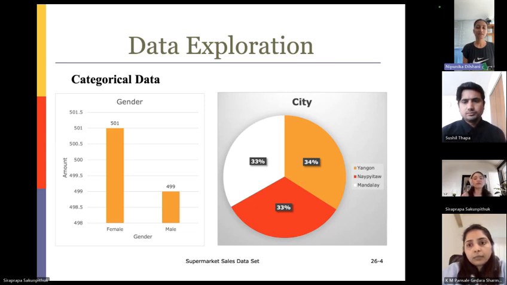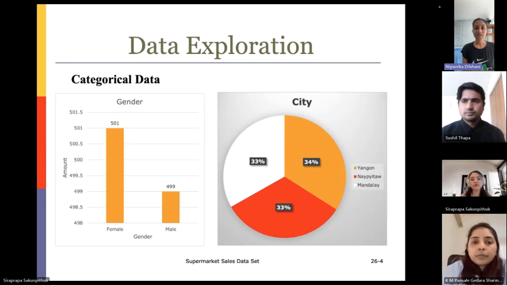First, we selected categorical data, and to describe the categorical data, we used graphical analysis. First you can see how the gender is displayed. Gender distribution: you can see through this graph both female members and male members. The majority of customers are female, around 501, and the male customers are 499, but there is no major difference between them.